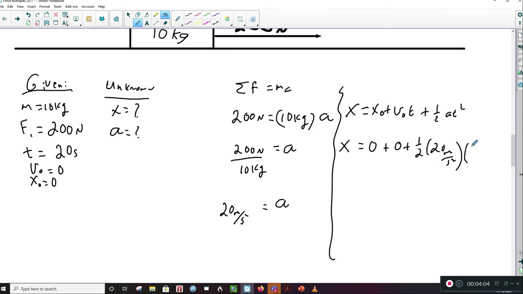And then it's times time, which is, ooh, a lot of 20s here. I don't know why I did that. 20 seconds squared. So my x is going to equal, what is it, 400? Not 400, 4,000? Let me check. 20 squared times 20 times 25. Yeah, it's 4,000. So this box is actually going to move 4,000 meters in that 20-second interval as long as the force is being applied to it.